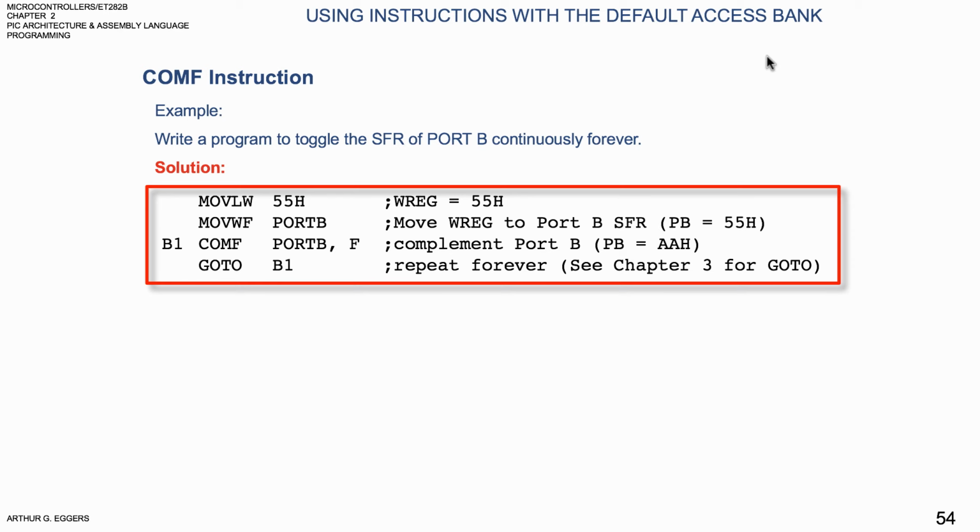Then we've got a line statement here, B1. The line statement for B1 says to do the complement at the file register and turn 55H into its complement of AAH. The next step, the final step that we haven't seen before, is the go-to command, and we'll see more of this in a future chapter. Go to line B1, which was the complement command, and just keep doing that. So it puts it in a loop, and it just keeps complementing over and over again.